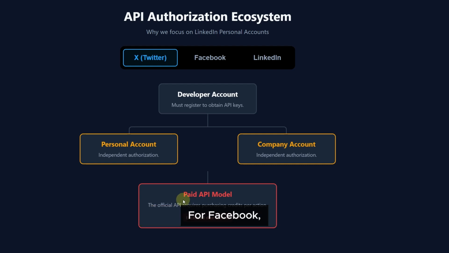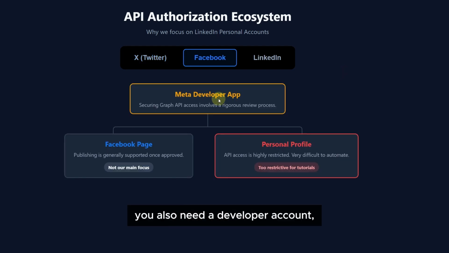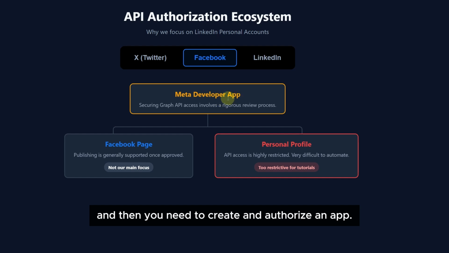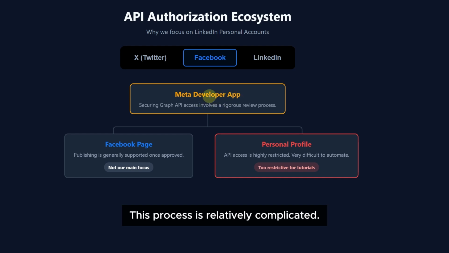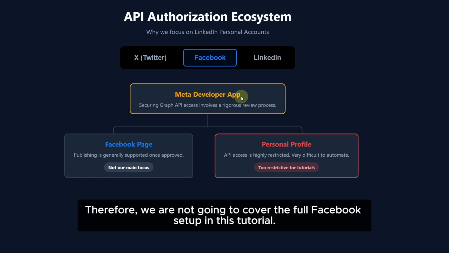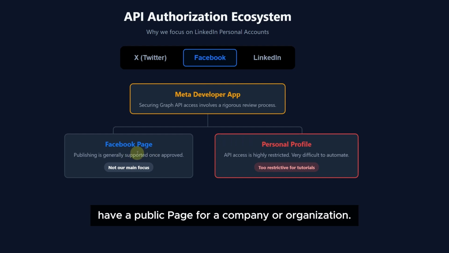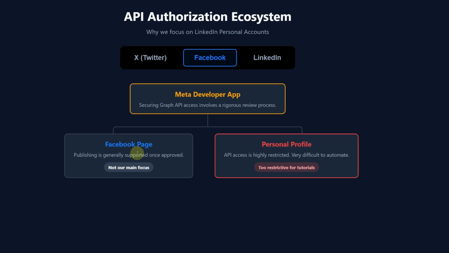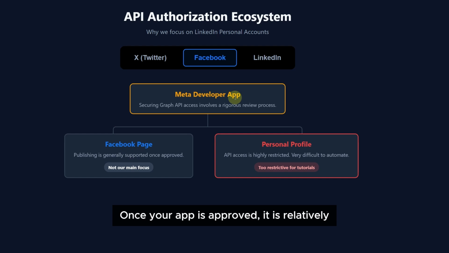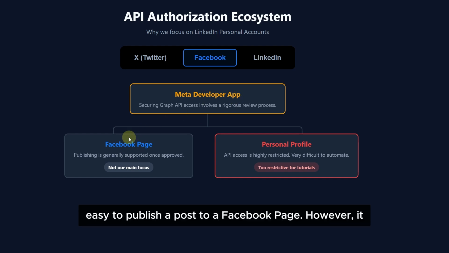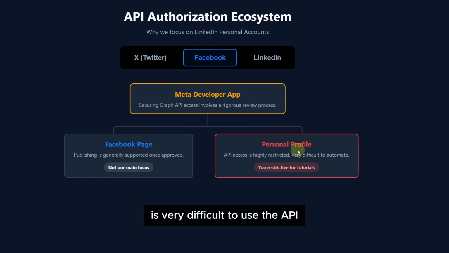For Facebook, you also need to have a developer account, and from there, you are going to have your app that's being authorized. This process is pretty complicated, so we are not going to do that as well. And also for Facebook, you can have a personal profile, you can also have a company public page profile. Once you have your app approved, it's very easy to send out a post to this public page, but it is very hard to use the API to send out anything to a personal profile.